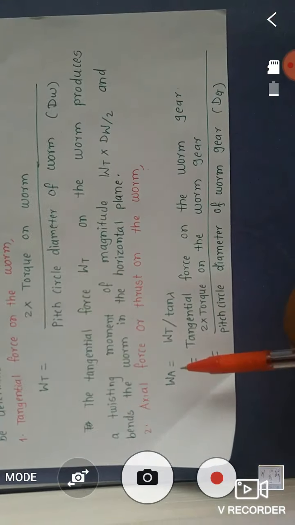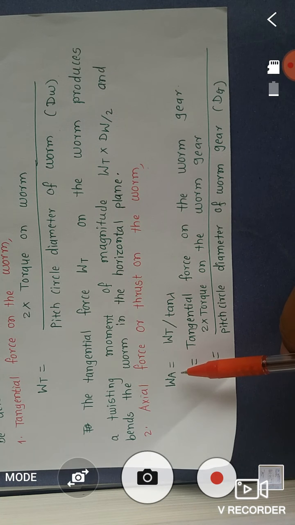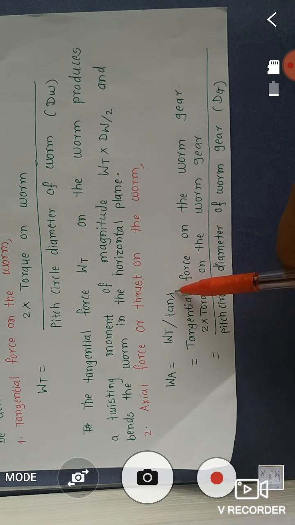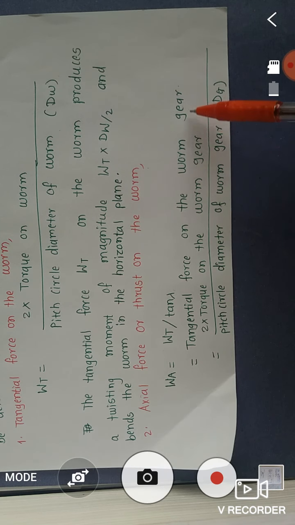In the case of the axial force, indicated with the symbol WA, the axial force is equal to the tangential force divided by tan lambda, where lambda is the lead angle. The tangential force on the worm gear is equal to 2 times the torque on the worm gear divided by the pitch circle diameter of the worm gear, that is dg.